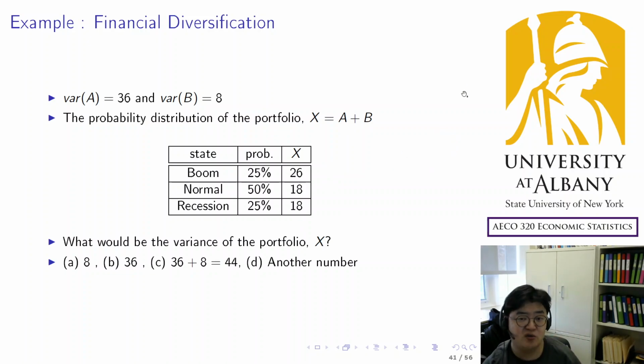Without calculating, I believe you know how to calculate that, but without algebra, just guess what would be the variance of A plus B. As a reference, the variance of A is 36 and the variance of B is 8. So A is risky, and you are combining them. You are investing in both. Then what would be the total variance? Smaller or larger or sum or something else? Think about that.